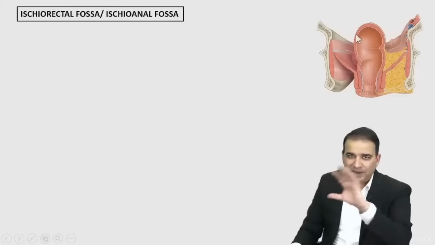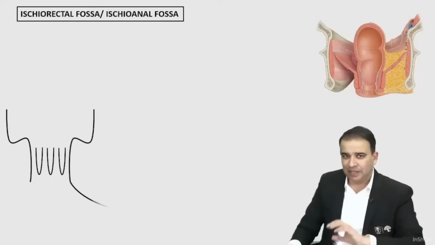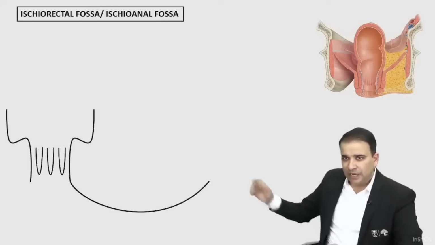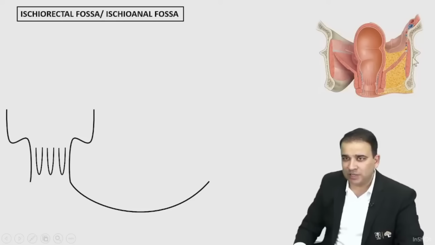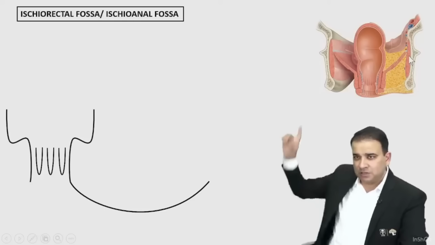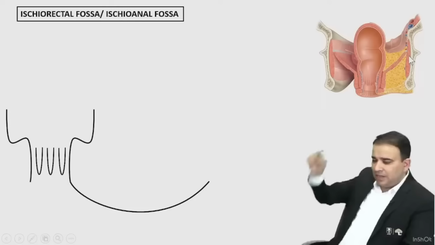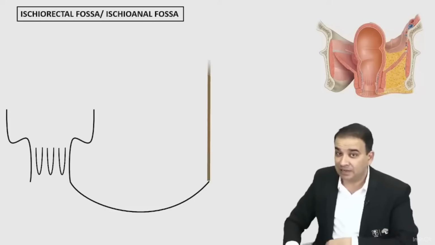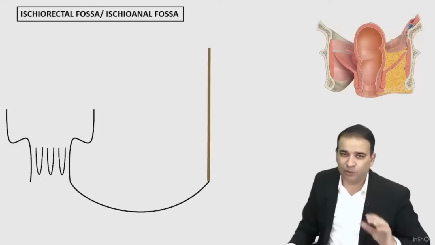Now, if I replicate that picture, that's the anal canal, and this is the skin of the gluteal region. Now look at the lateral wall of the ischiorectal fossa. Can you see a muscle over there? That muscle forming the lateral wall of the ischiorectal fossa is called the obturator internus. So let's say this line here corresponds to the obturator internus muscle.